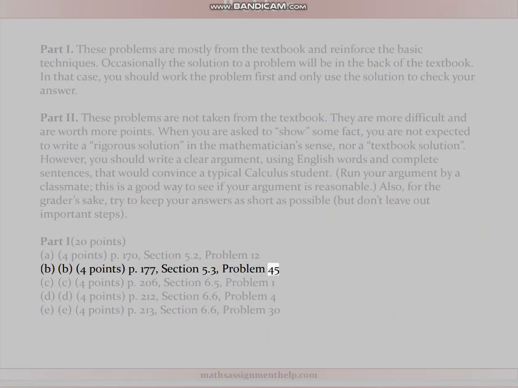Part 1, 20 points. A, 4 points, page 170, Section 5.2, Problem 12. B, 4 points, page 177, Section 5.3, Problem 45. C, 4 points, page 206, Section 6.5, Problem 1. D, 4 points, page 212, Section 6.6, Problem 4. E, 4 points, page 213, Section 6.6, Problem 30.